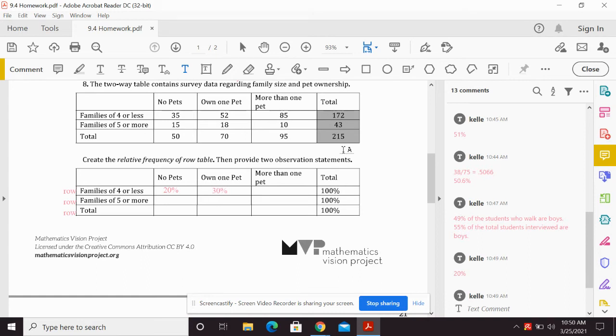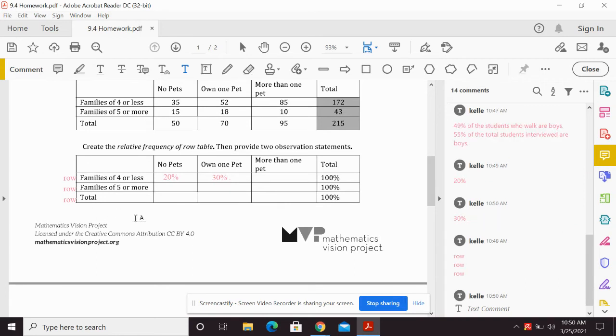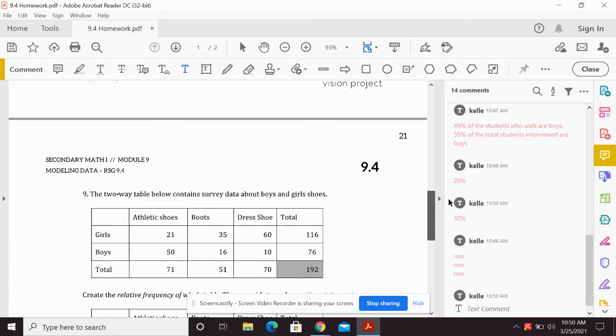So you're going to do that with the rest of this table and then make 2 observations about it. For instance, so far, an observation could be: 20% of the families with 4 or less members have no pets. That's one observation. Okay. Moving on.